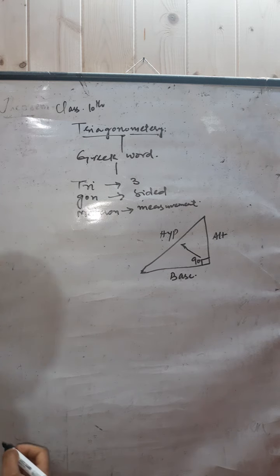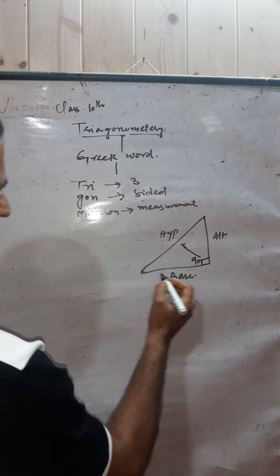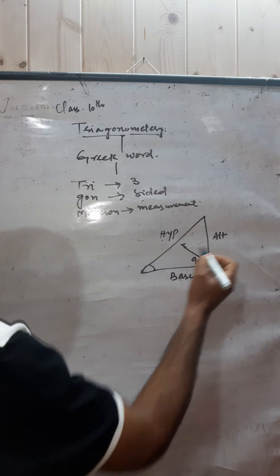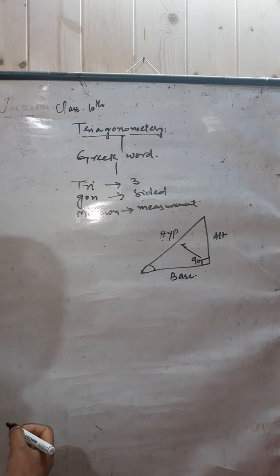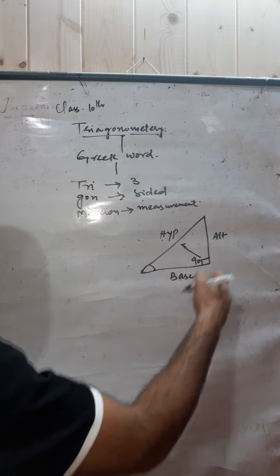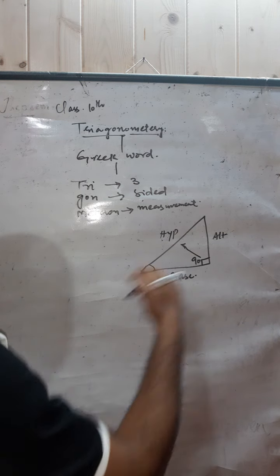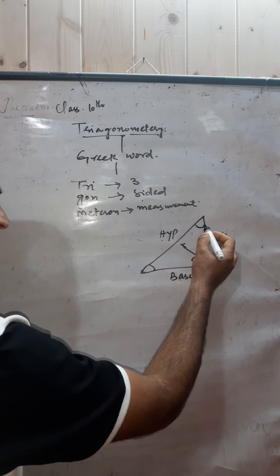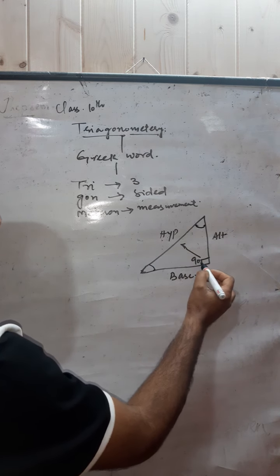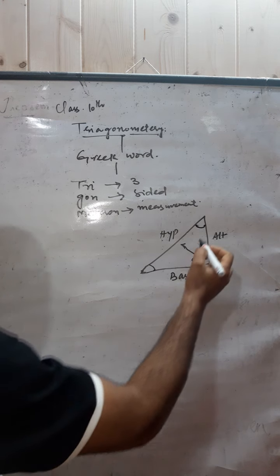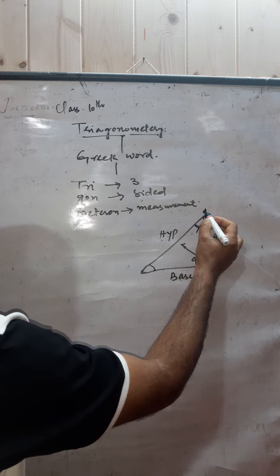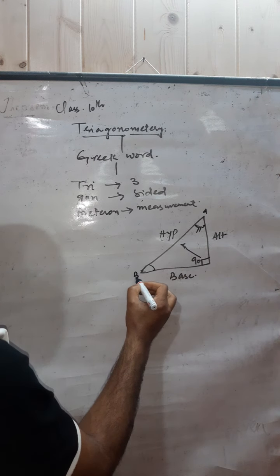In this trigonometry we have to study the relationship between the angles with respect to the sides of the triangle, and we have to study these sides keeping in mind the other two angles of a triangle excluding this 90-degree angle. So it means we have to keep focusing on angle A, let's take it as A, and angle B.